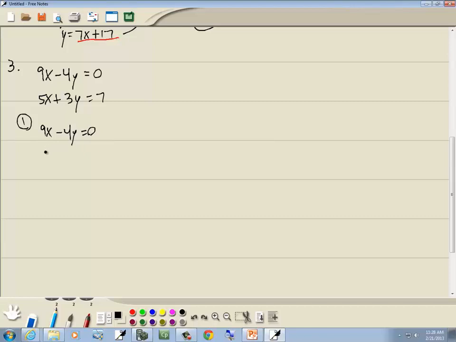And I'm going to solve it for x. So I'm going to take negative 4y to the right side, and it becomes a positive 4y. And then I'll divide both sides by 9. And we get x is equal to 4/9 y.